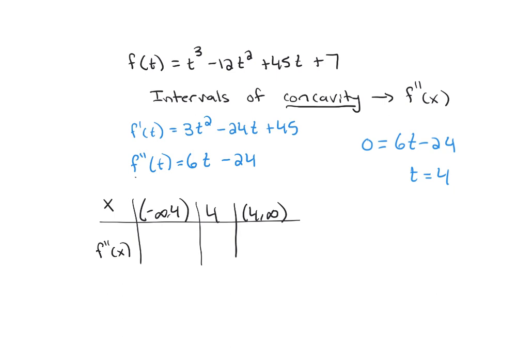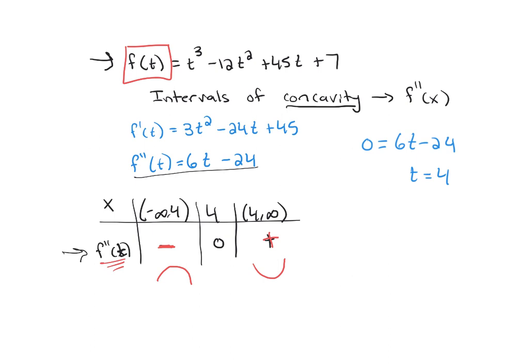Okay, so we're looking at the second derivative. If we plug in values, it'll be negative here, 0 here, positive here. So when the second derivative is negative, we are making a statement about the original function. It is concave down, and it is concave up when it is positive.